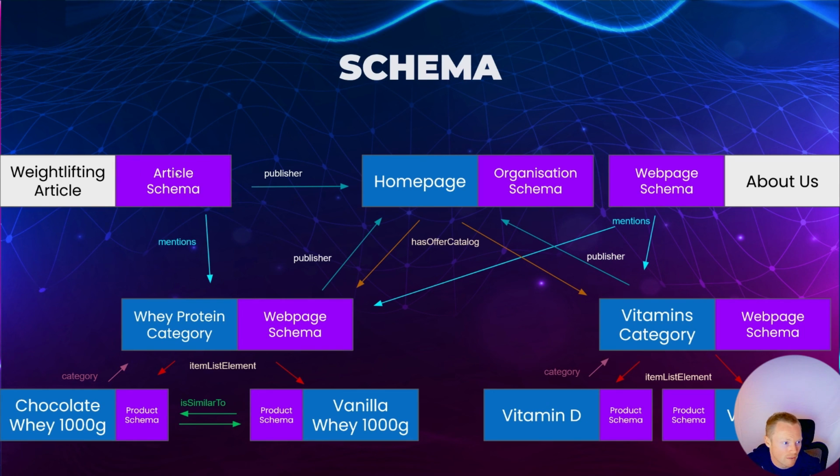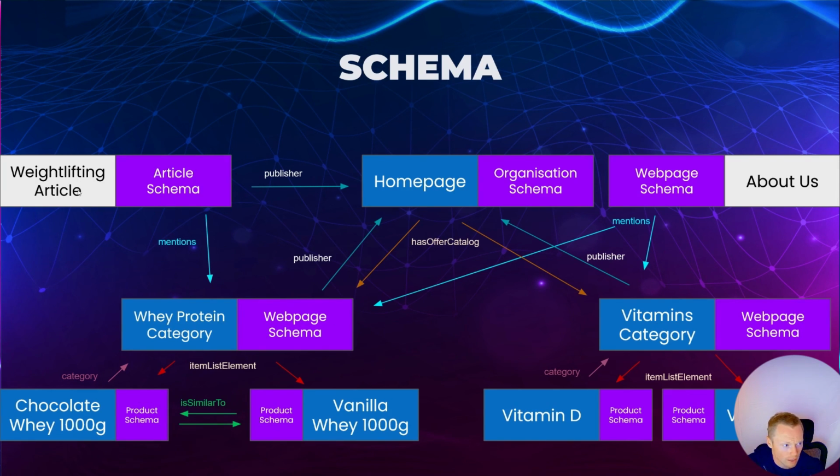So the weightlifting article would have article schema in there. The homepage would have our organization schema. The homepage would use the has offer catalog to link down to our categories. The category pages would have item list element schema, where they list each individual product that is under that category. So it links to the product pages. The product pages would have product schema on them, and they would use the is similar to property to link across to their similar closely related products and back up to the category that they belong in.